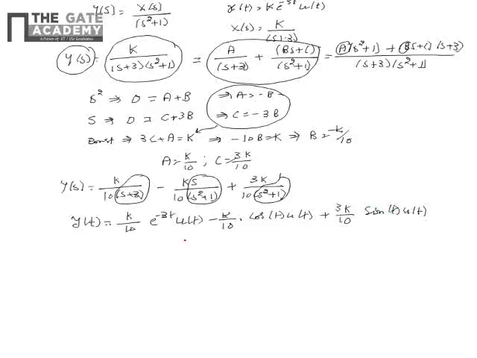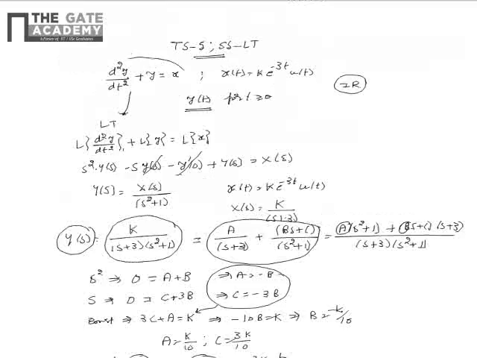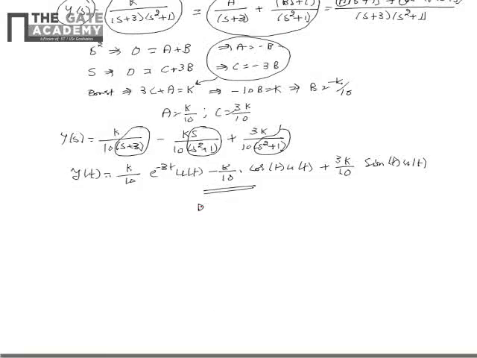From this we see that the response of the system can be obtained as k by 10 e power minus 3t u of t minus k by 10 cos t u of t plus 3k by 10 sin t u of t. So this is the response of the given system for an input of x of t is equal to k into e power minus 3t u of t. Hence we see that the correct option representing the response of the system for the given input is D, which corresponds to none of these.